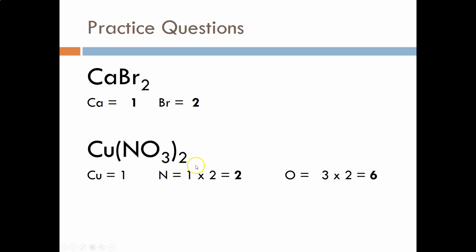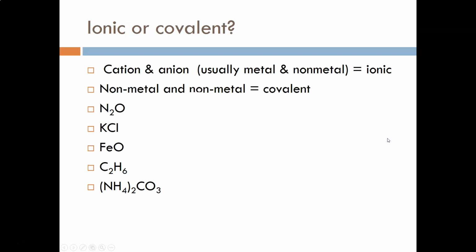So now you know how to look at a formula and figure out which elements there are, how many you have of each, and how to deal with the parentheses. The next part, in order to decide how to name something, you first have to know whether or not it's ionic or covalent. Now remember, if it's ionic, you have a cation and an anion, a plus being electrostatically attracted to a minus.